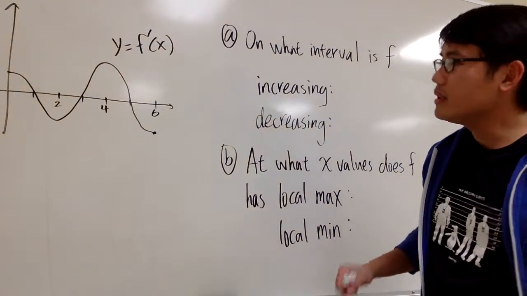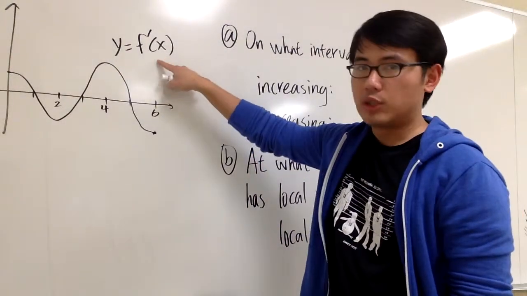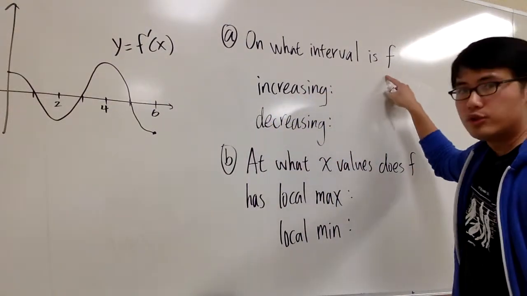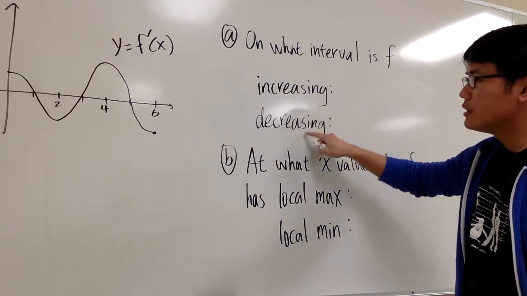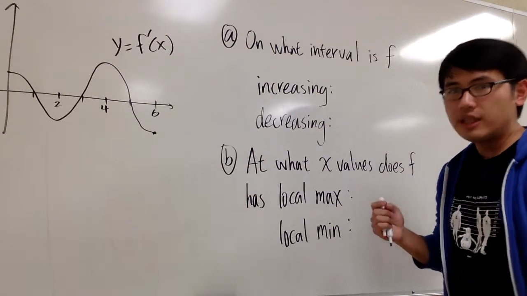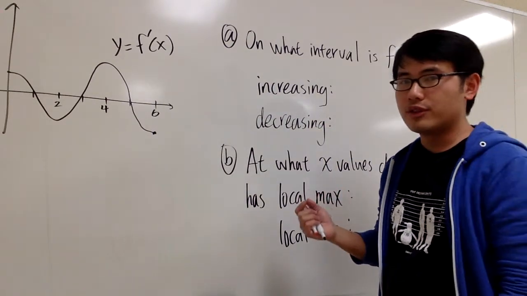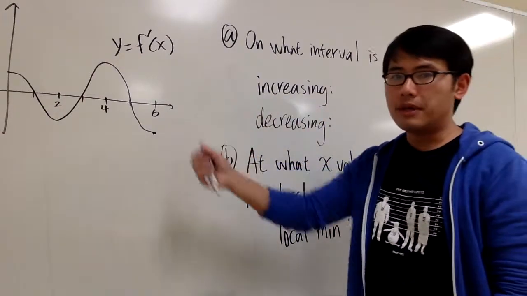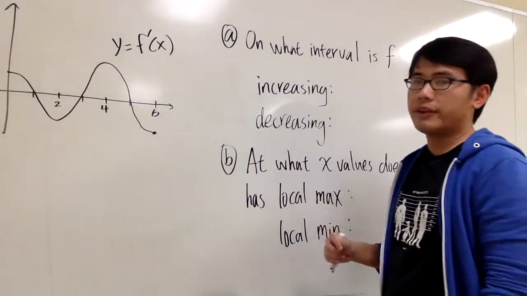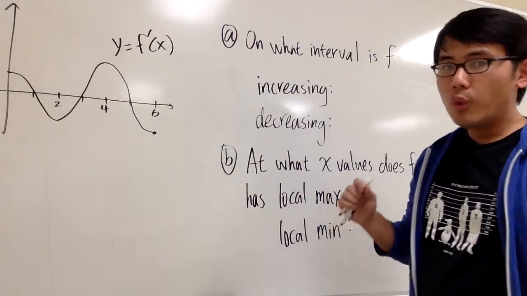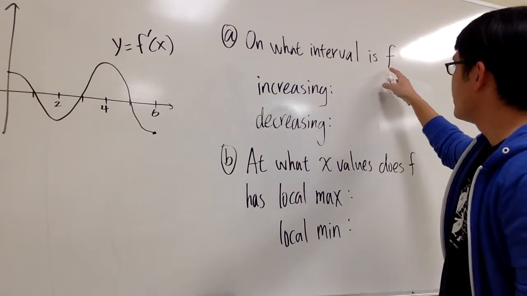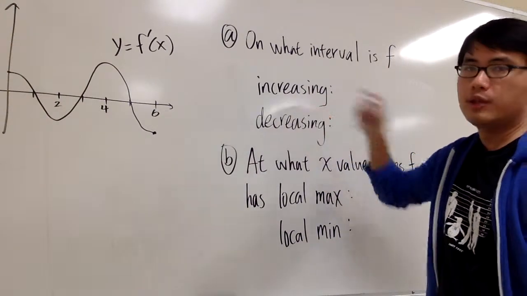Let's talk about this question. We are given the graph of the first derivative, and we'd like to answer on what interval is the original function increasing, decreasing. Unfortunately, we're not given the graph of the original function, so we cannot just say for the increasing part, it's a part that's been going up, and for decreasing, it's the part that's been going down. It's not like that. We have to make the connection between the first derivative and how we can tell the original function is increasing.